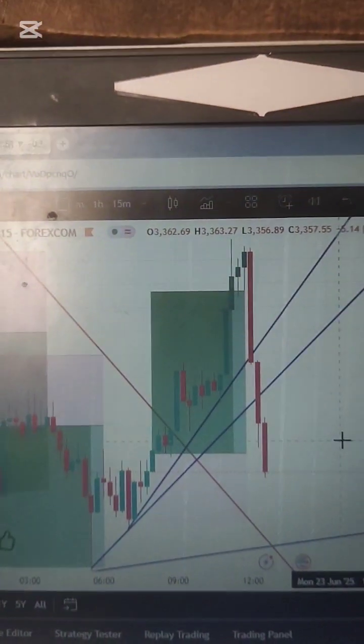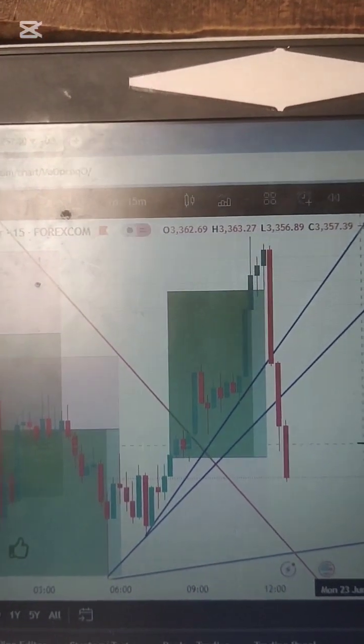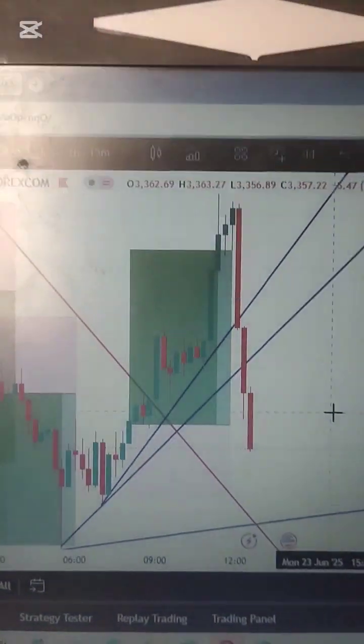Okay guys, so I came back from going to buy toothpaste and all. I think I took about 1 hour 30 minutes exactly, and it's already 12:30, which is 9:30 New York time.